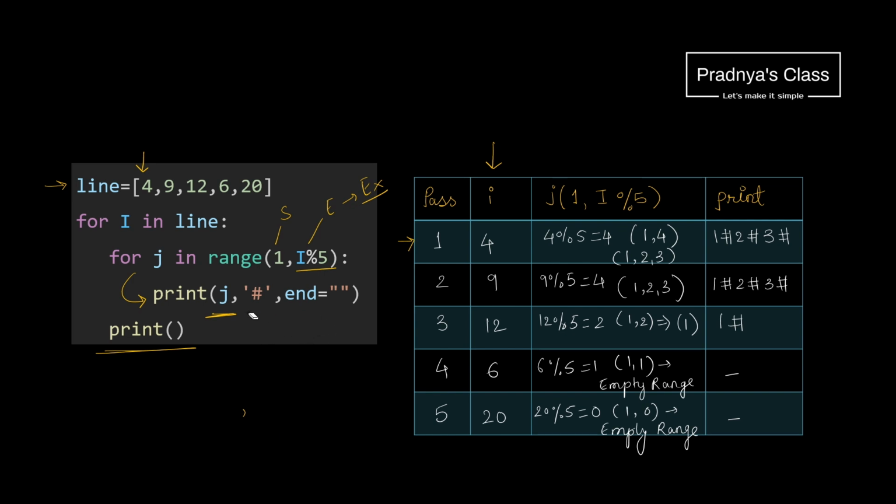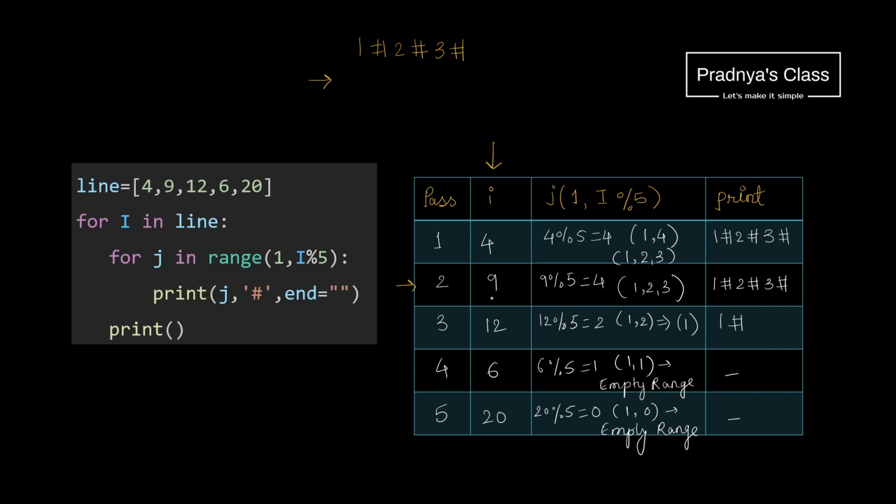Alright, let's work out the values of j. Ultimately we will get these values: 1 hash, 2 hash, 3 hash. In this way the first line got printed: 1 hash, 2 hash, 3 hash. Using the empty print statement we will come to the next line. Hope you got an idea how to do it. Let's proceed to the next pass.